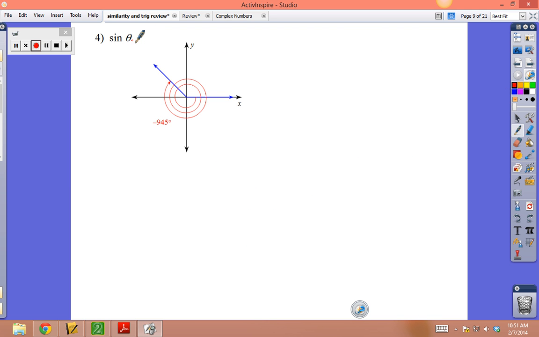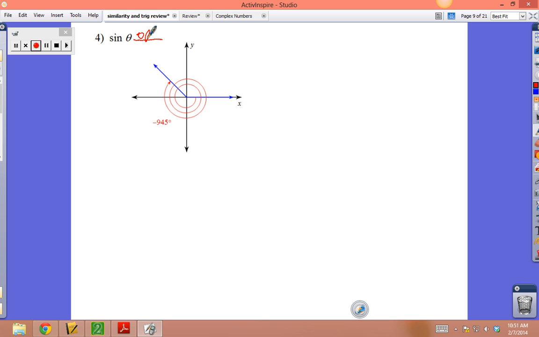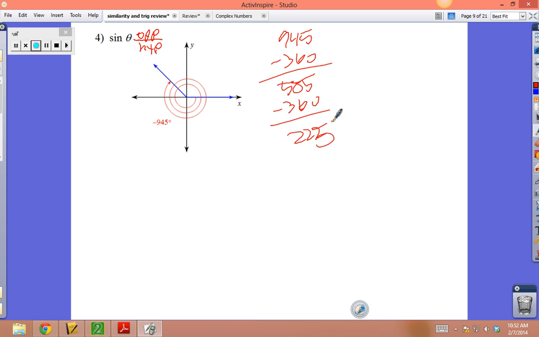And number 9, sine. The fraction is pretty easy. Opposite over hypotenuse. But there's too many circles, so I'm going to start taking away circles. So I went 945. I'm going to take away 360. 945 minus a circle is going to be 585. I'm going to minus another circle. 585 minus 360. Okay, 225 is what I want. But I'm going in the negative direction, so it's negative 225.